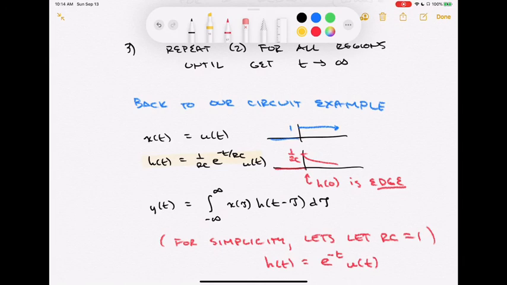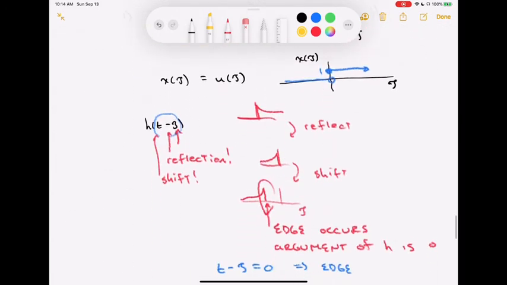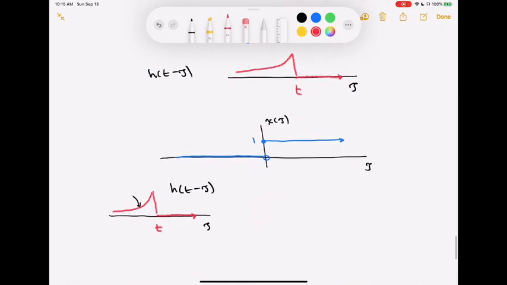And at least for the area where it's non-zero, you only have to worry about this 1 over RC e to the minus, whatever the argument was, in this case t minus tau, over RC. So if I go back, I can plug that into this as well. I know that because my RC was equal to 1, this is going to be e to the minus the quantity t minus tau. I could clean that up just a little bit, and I could call that e to the tau minus t. Now, I want you to notice one thing.